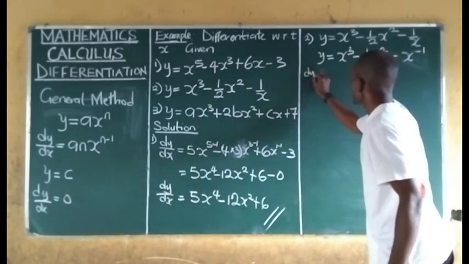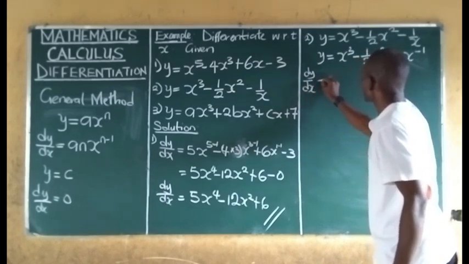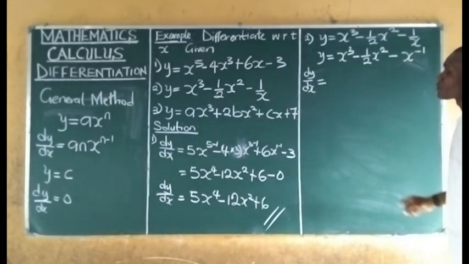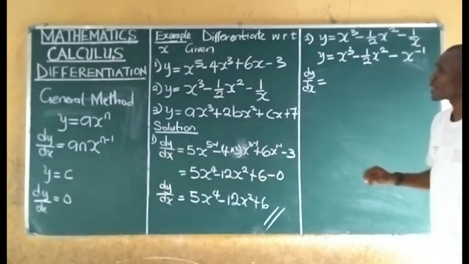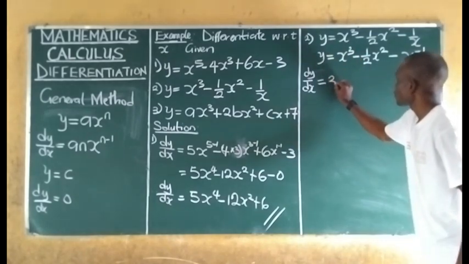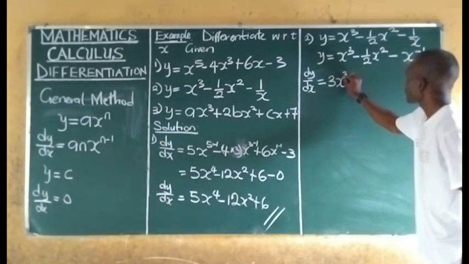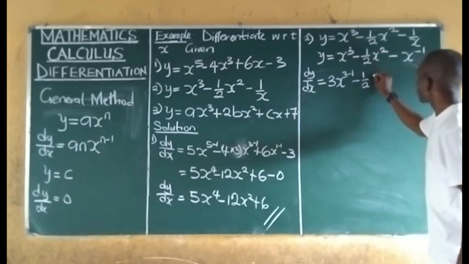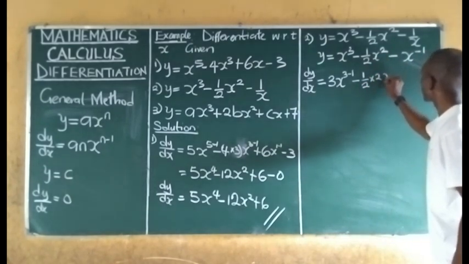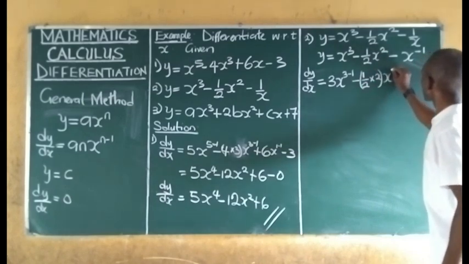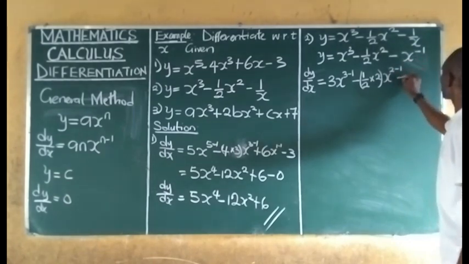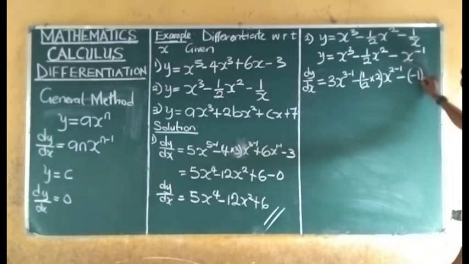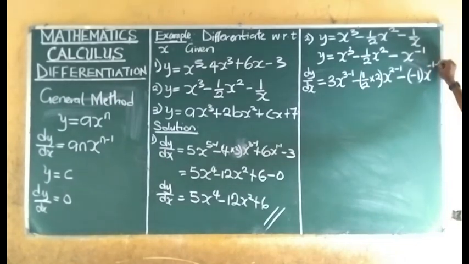So dy over dx will be equal to, so we are differentiating this function with respect to x. So we have 3 will come over to give us 3x raised to the power of 3 minus 1, minus 1 all over 2. This 2 will come over here to give us multiplied by 2x raised to the power of 2 minus 1, and this negative 1 will come over to give us negative 1 x raised to the power of minus 1 minus 1.